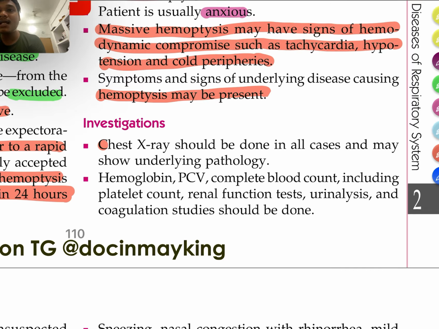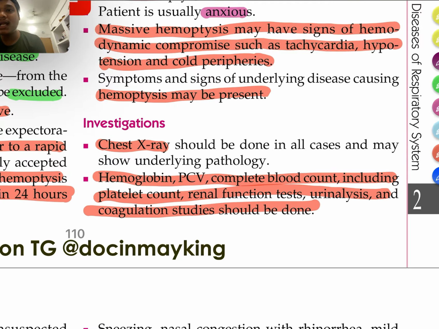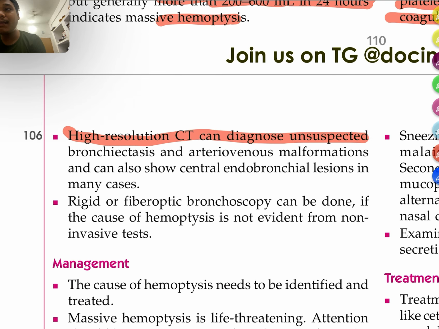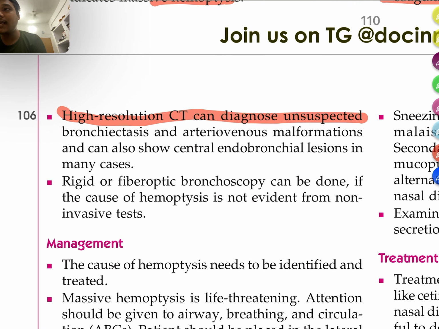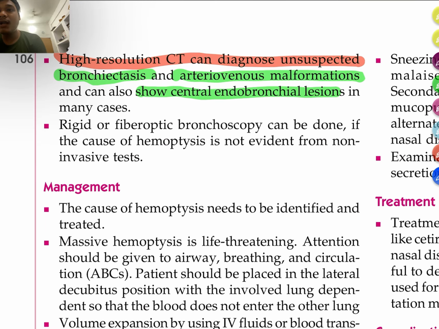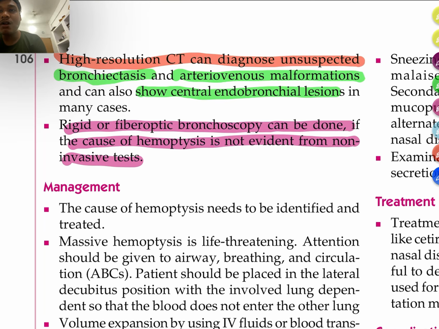For that, investigations like chest x-ray, hemoglobin, PCV, CBC and platelet count, renal function test, urine analysis, coagulation test are to be done. Okay, high resolution CT can be done in case of unsuspected pathology, which may be bronchiectasis, AV malformation, or a central endobronchial lesion. Rigid or fibre-optic bronchoscopy can be done if the cause of hemoptysis is not evident from non-invasive tests.